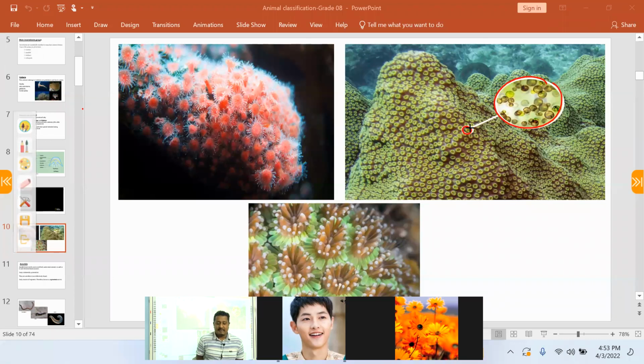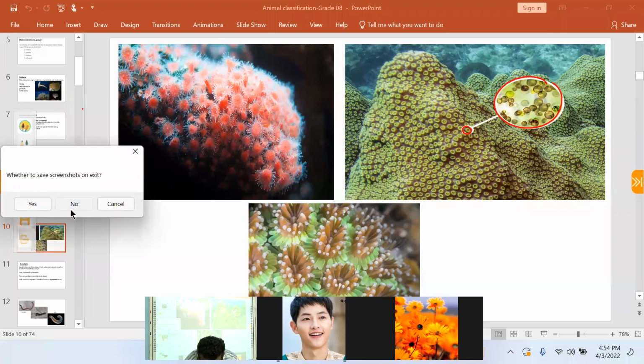So this small animal is very useful. This small animal gives us a valuable substance called coral reefs. It is one of the economical values of Cnidaria.